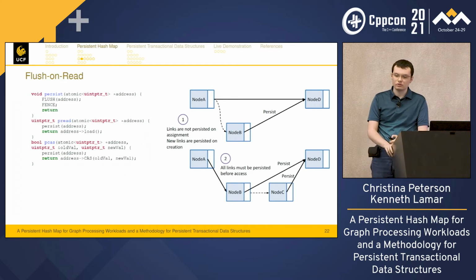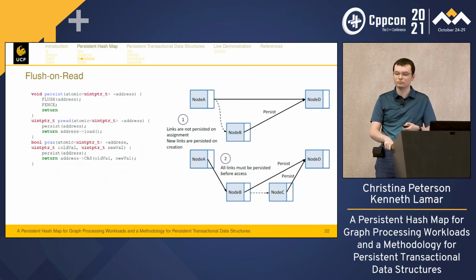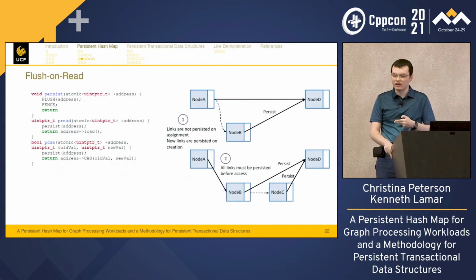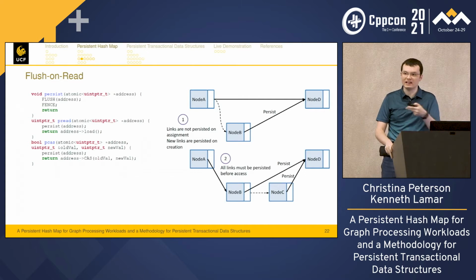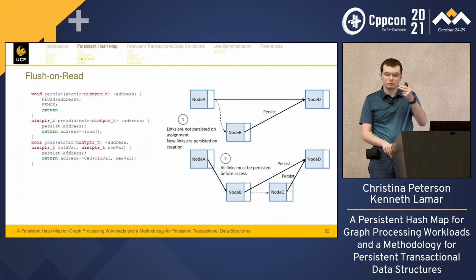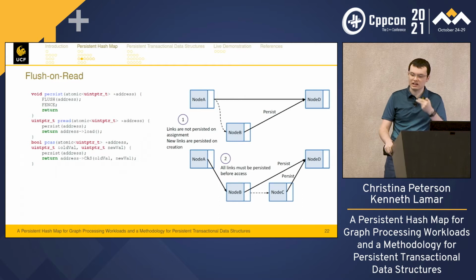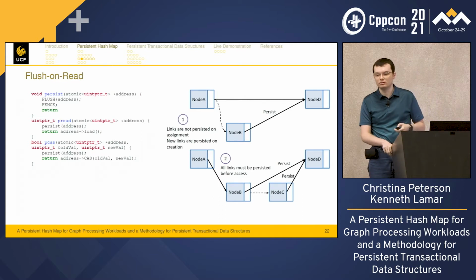So let's take a look at an example in some code. Persist will flush a memory address and fence it to make sure that we don't have reordering. When you perform a read, like we said, we always flush before read. So we run the persist, and then we can load the address once it's persisted. Compare and swap performs both a read and a write, so we have to persist before we perform that read, and then we can perform the write, and that write will not immediately be persisted.